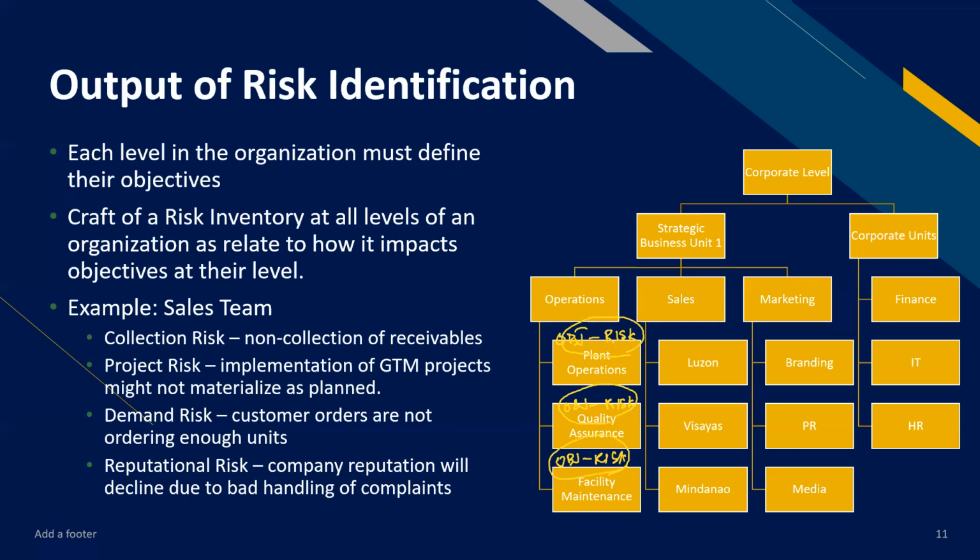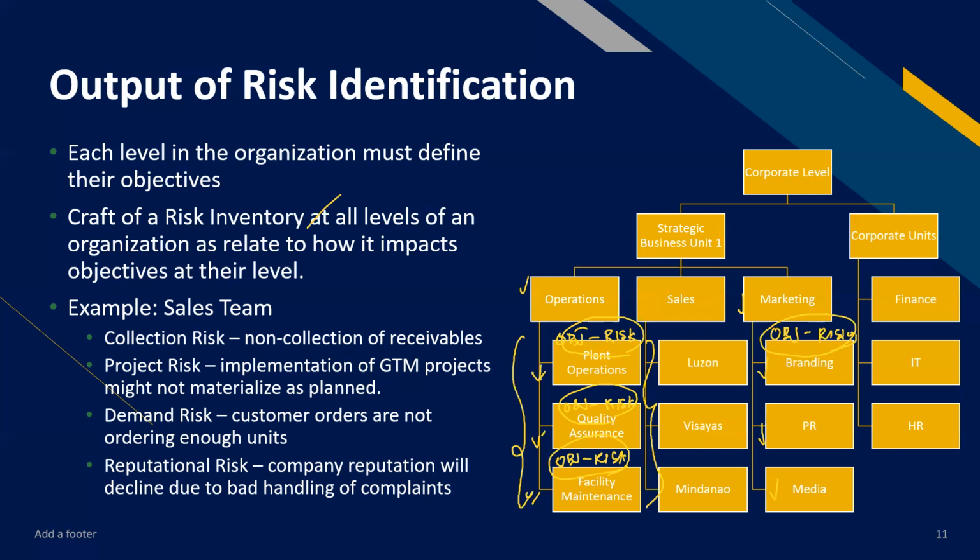So each of these departments within operations, for example, may mga subunits yan like quality assurance, plant operations, facility maintenance. Marketing department, may mga subunits yan like branding, PR, media. Okay? Or probably by brand, yung organization. Each of them merong objectives and therefore there are risks. Okay? And the risk inventory should be at all levels. So pag na-analyze na ano yung risk ng buong ng mga different operation subunits.